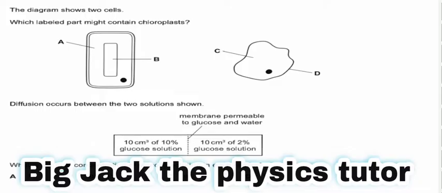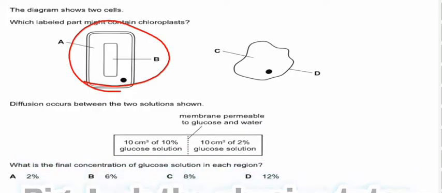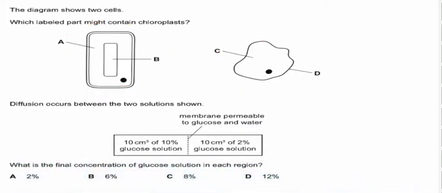So chloroplasts are found in plants. So this one is a structure of a plant cell, and this one is a structure of an animal cell. So it can't be found in an animal cell. So structure B is called the vacuole or the cell sap. So the chloroplast can be found at A, which means the answer here is just going to be A.